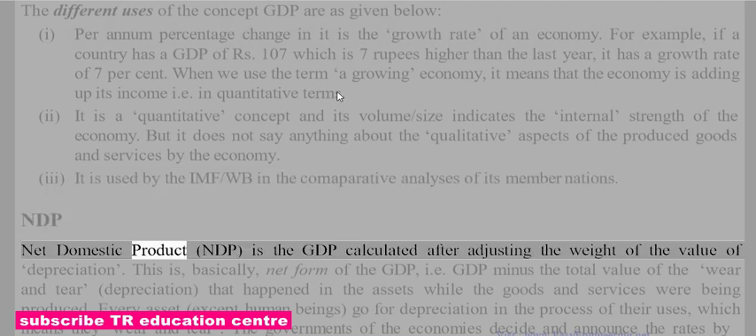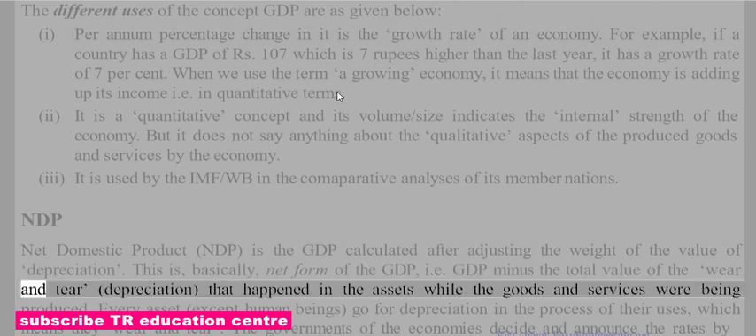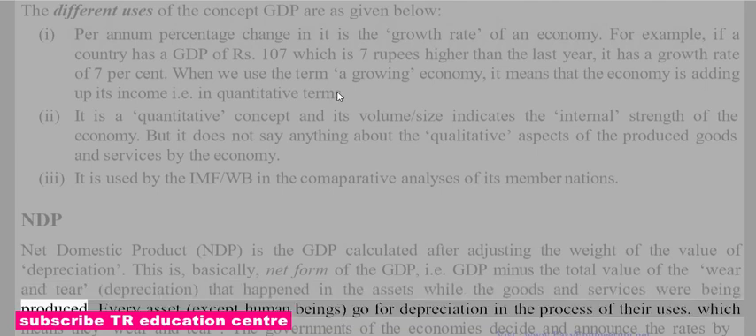NDP, net domestic product, is the GDP calculated after adjusting for the value of depreciation. This is basically the net form of the GDP, i.e. GDP minus the total value of the wear and tear, depreciation, that happened in the assets while the goods and services were being produced. Every asset, except human beings, goes through depreciation in the process of its use, which means wear and tear.